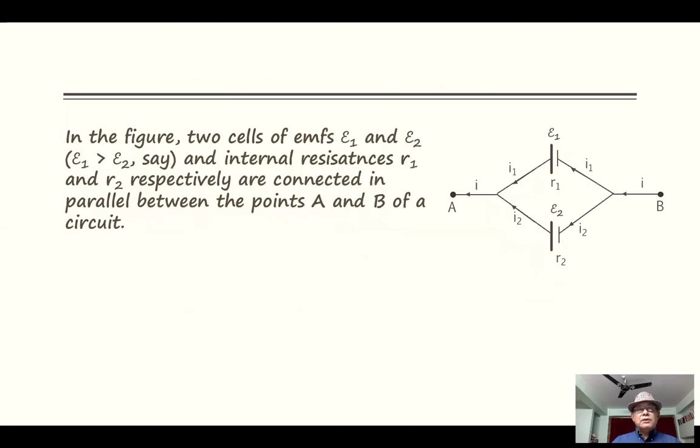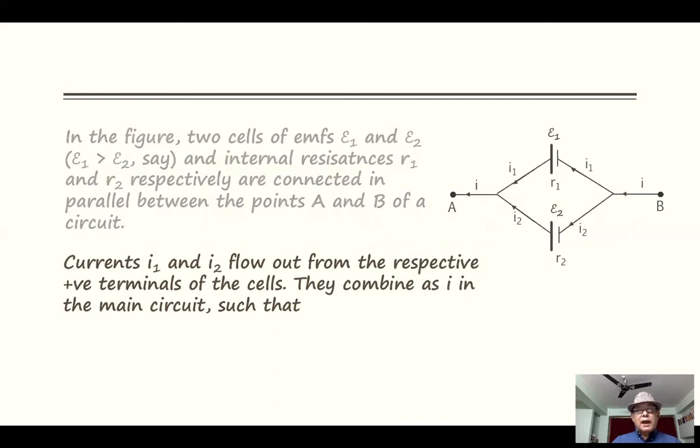In the figure, two cells of EMFs E1 and E2, as before, E1 greater than E2, say, and internal resistances R1 and R2 respectively are connected in parallel between the points A and B of a circuit. Currents I1 and I2 flow out from the respective positive terminals of the cells. They combine as I in the main circuit, such that I equals I1 plus I2. We name it as equation 1.